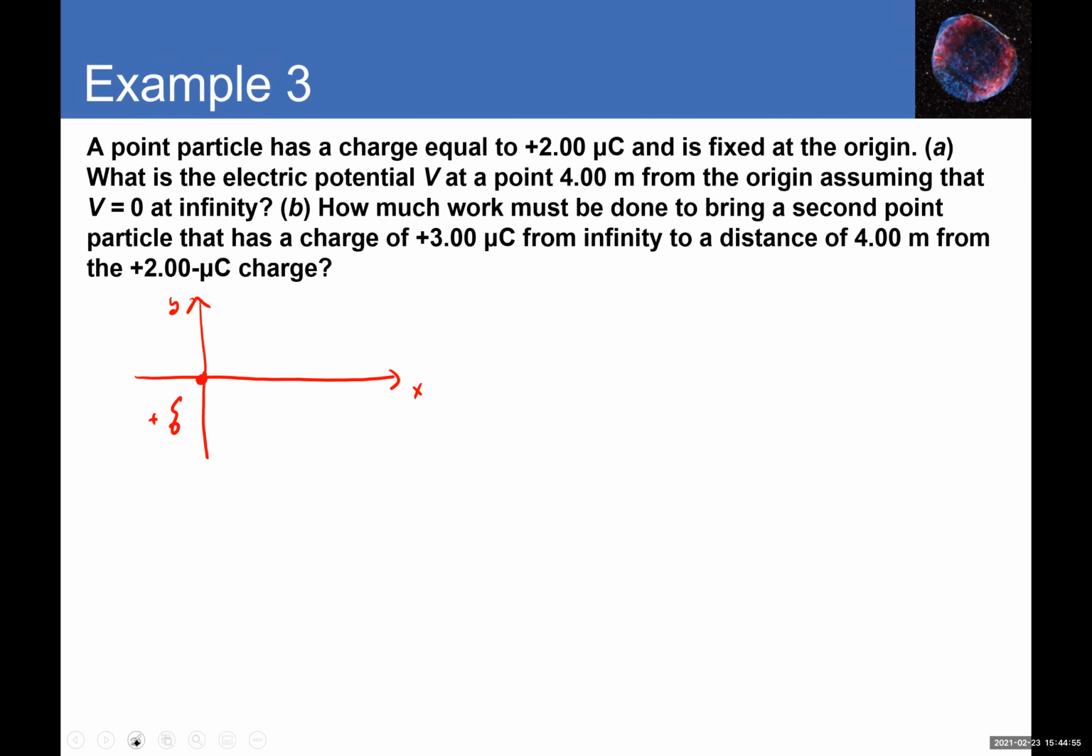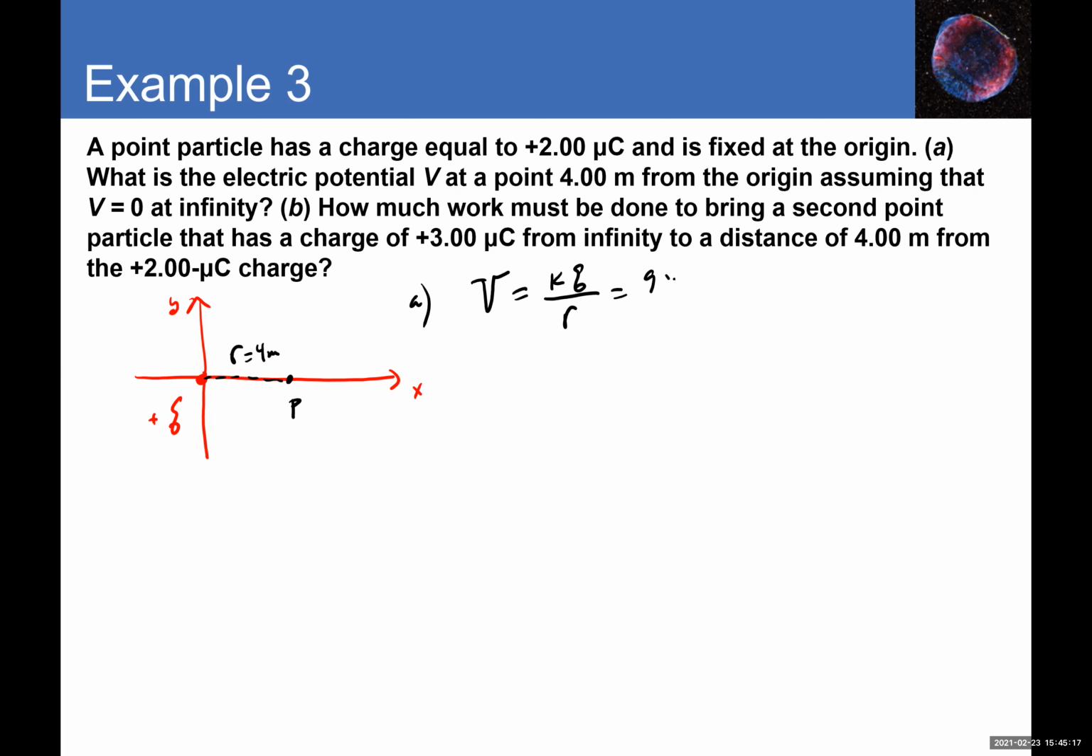As long as it's 4 meters from the origin, we're all going to get the same potential. So let's make it simple. Let's say here's that point P, 4 meters in this direction. So let's say this is R, which is equal to 4 meters. Then I can calculate the potential for part A, which is kQ over R.